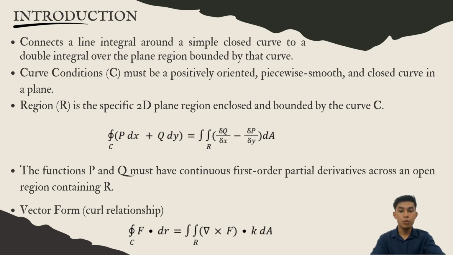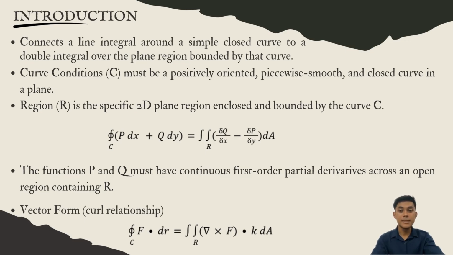To apply this theorem, we must define specific geometric boundaries. First of all is C. C represents a closed, simple curve with positive orientation, meaning it runs counterclockwise. The second point is R. R is the 2D plane region completely enclosed by C. And the last point is, for our vector field components P and Q, they must possess continuous first-order partial derivatives across the entire region, where this theorem allows us to express this relationship in two distinct mathematical forms.